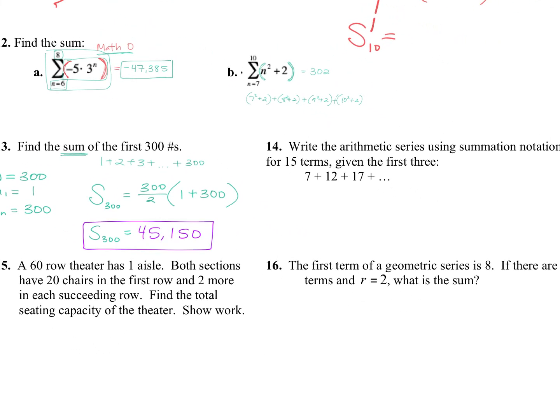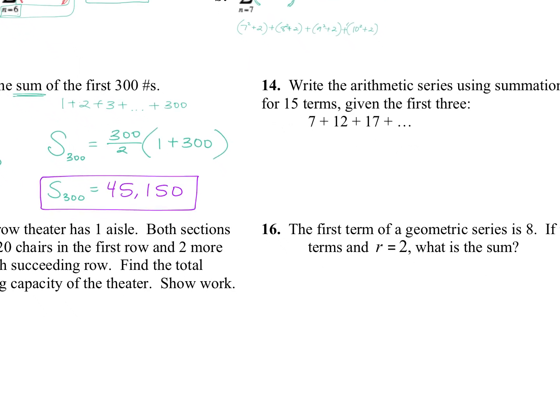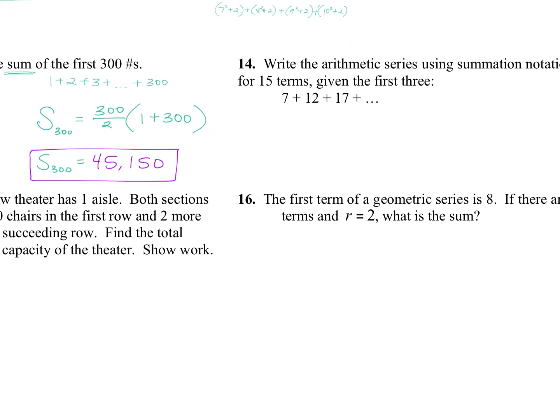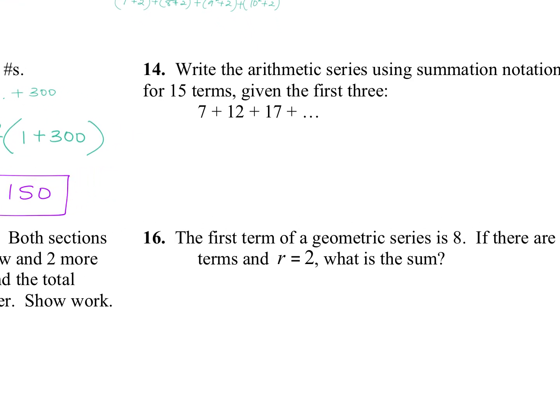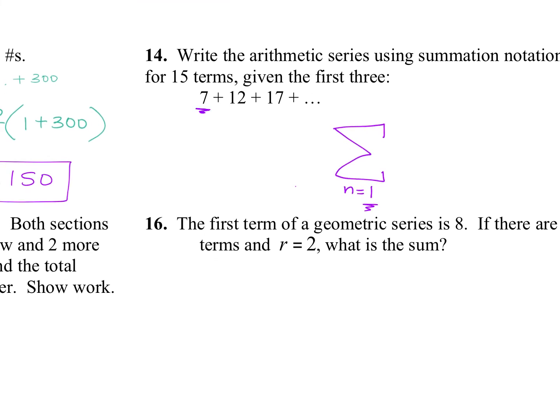All right, number 14 says write the arithmetic series using summation notation for 15 terms given the first 3. So summation notation, right? That's this guy. We're going to say n equals what on bottom? N equals 1. Whenever you are writing summation notation, it will always be n equals 1 because we want our first term, right? This is your term number, not the value of your first term. So n equals 1, okay?